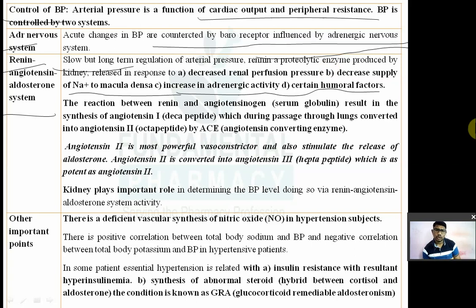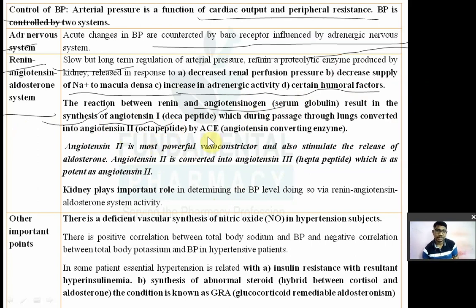Renin will convert angiotensinogen, which is known as a serum globulin. It is a globulin, like albumin and globulin proteins. So angiotensinogen is a serum globulin, and it is converted into angiotensin 1. Angiotensin 1 is a decapeptide. Deca means 10.